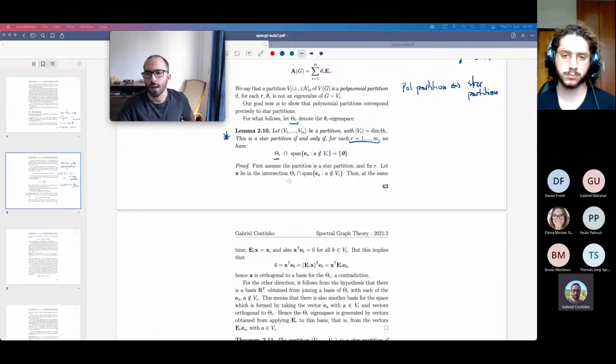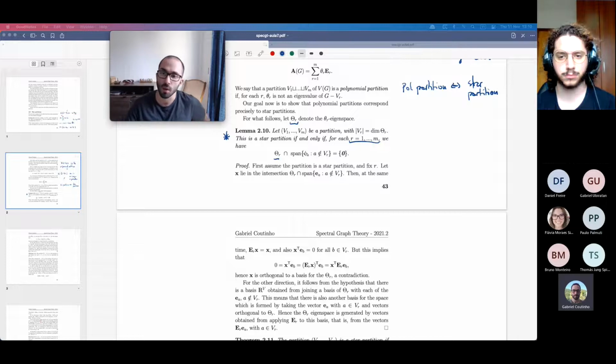Well, I will fix an r. Any index is fine. I will not need to use all of them at the same time. I can simply look at one of them and I will obtain my result. And assume that the vector x lies in the intersection of these two subspaces. So what I want is to show that x is the 0 vector.